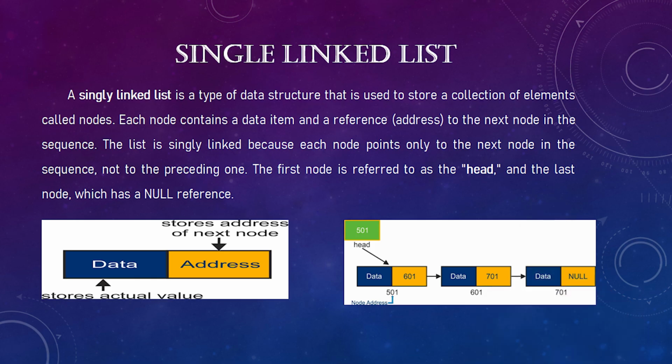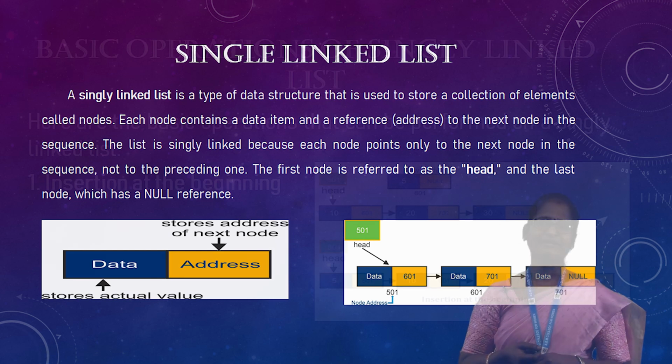Then in the diagram, the data and head. The data stores the value, that is 601, which is the address of 601, then move to 701, then move to null value.